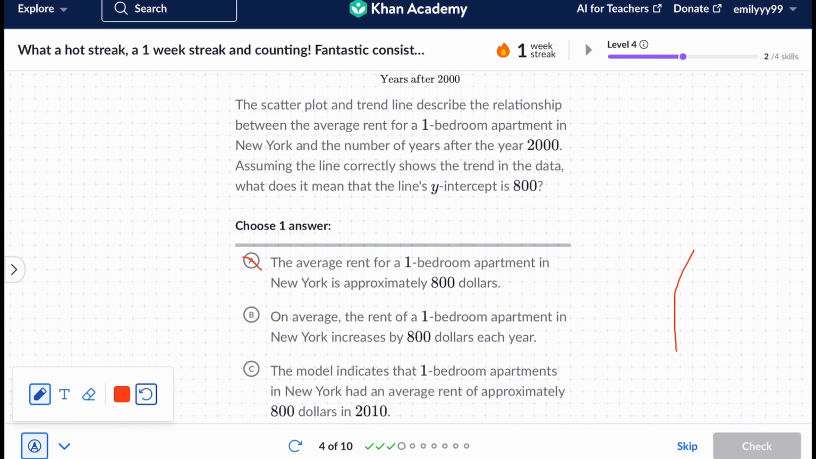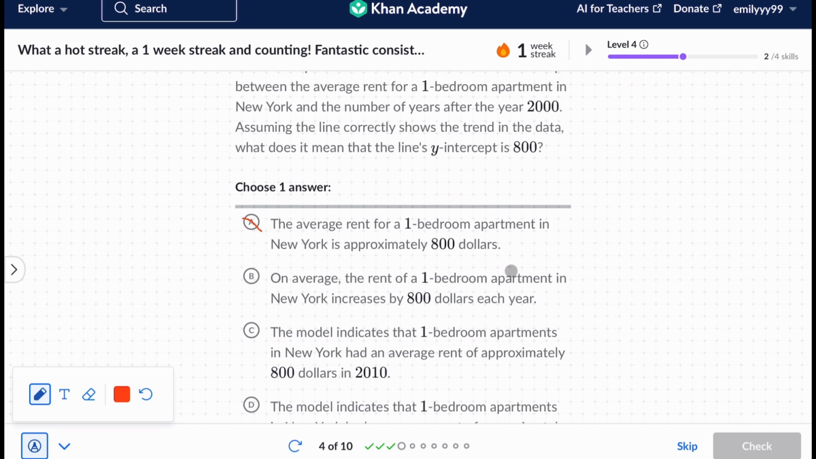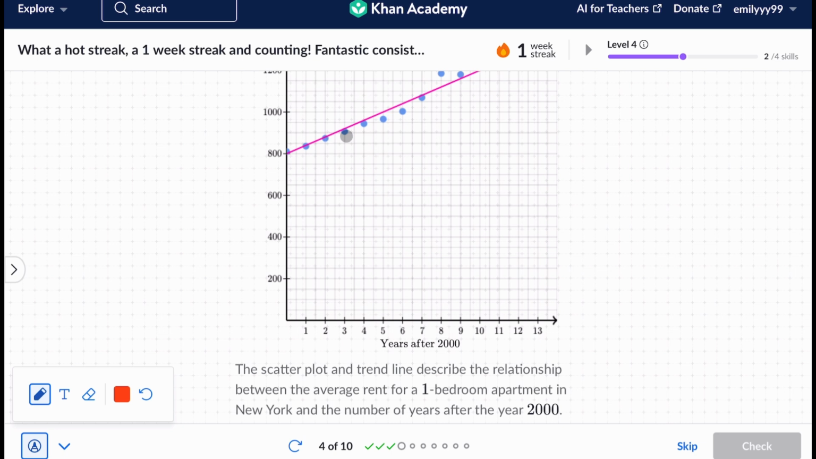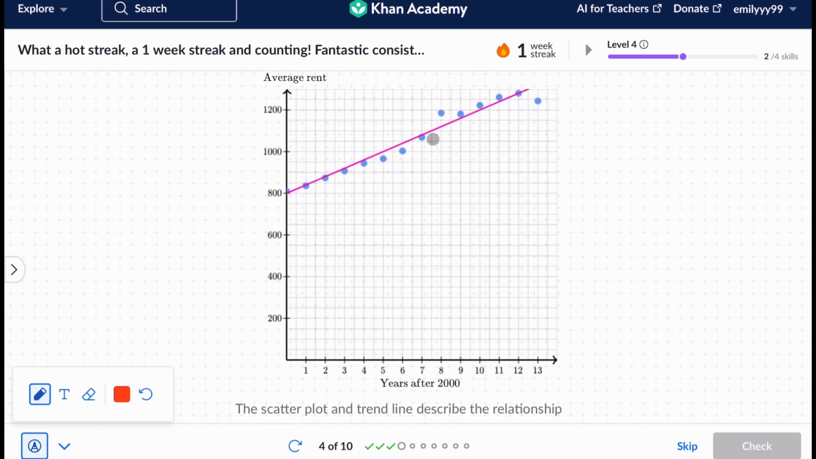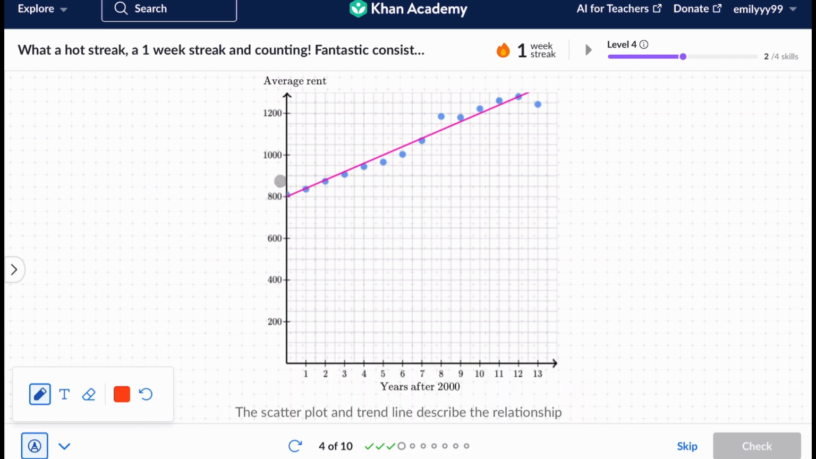On average, the rent of a 1-bedroom apartment in New York increases by $800 each year. So the y-intercept of 800 is not what it's showing, and by the scatter plot, you can tell it does not increase by 800 each year. Because 800 plus 800 would be 1,600. 1,600, that's not even on the graph.